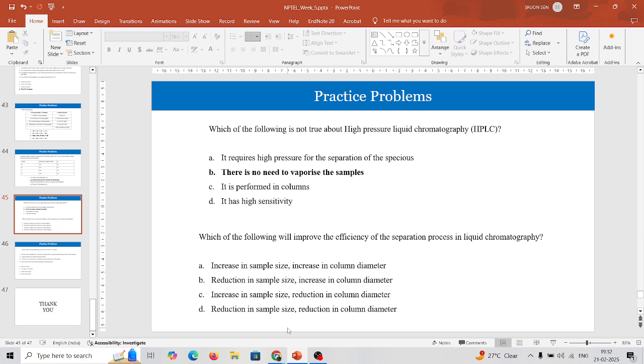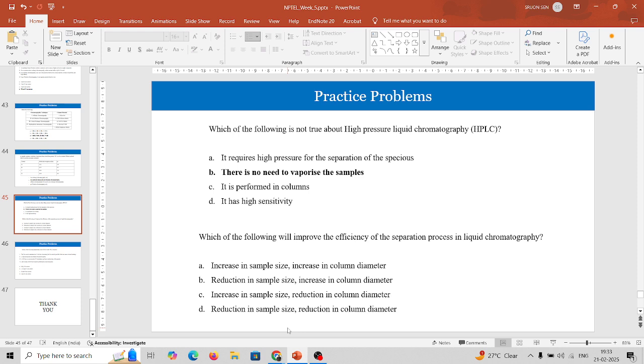Here you need to focus on two things. There are two factors: the sample size and the column diameter. Let's first focus on the column diameter. If the column diameter is more, you will see that your sample disperses out more, and that would widen up your graph. Because the narrower the column is, the narrower the beads are, it will allow less dispersion.